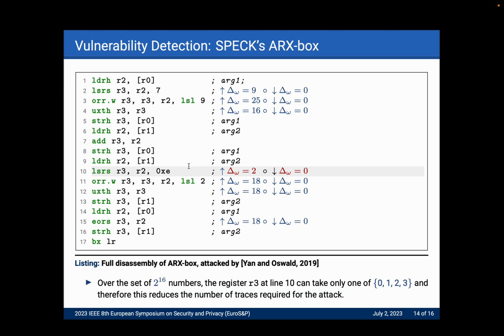This is actually the optimized assembly of the whole Sparkle code, basically. The maximum Hamming weight is 2 and the minimum Hamming weight is 0 at line 10. Over the set of 2 to the 16 numbers, the register at line 10 can take only one of 0, 1, 2, or 3. Therefore this reduces the number of traces required for the attack significantly. However, their Hamming weights are very low and close to each other. Therefore, a single trace attack seems not possible, and the authors needed to create templates and profile the device carefully.